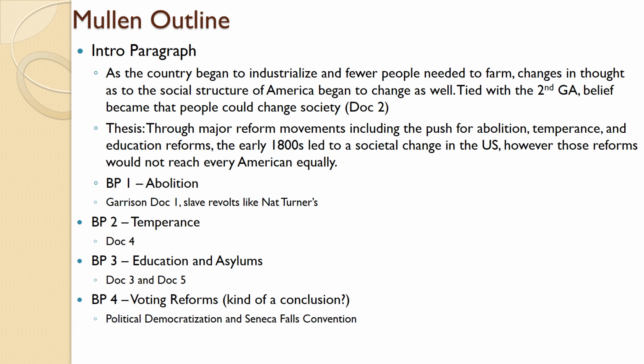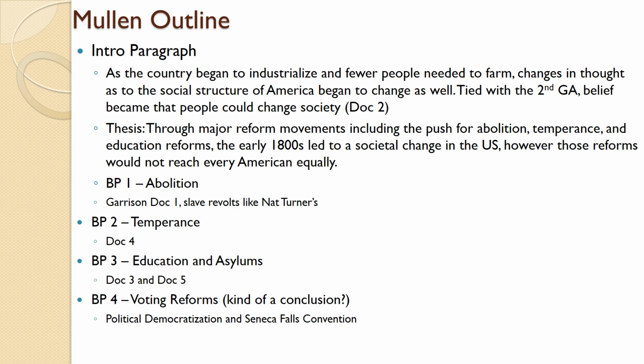My thesis looks like this. Through major reform movements, including the push for abolition, temperance, and education reforms, the early 1800s led to a societal change in the US. However, those reforms would not reach every American equally. So the rubric says that you have a historically defensible thesis, and they also want it to be a little complex. By throwing this however in there, I'm making a more complex argument. We tried to do X, but really we only got so far because Y. Writing a thesis like that shows in-depth thought about history, which the College Board likes.